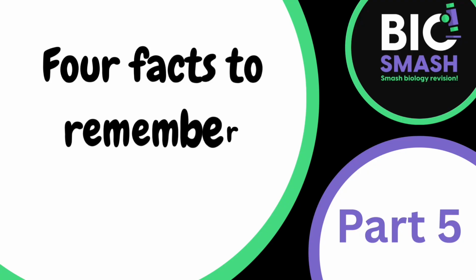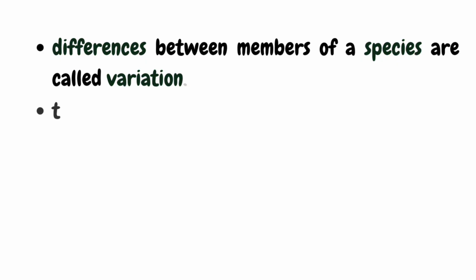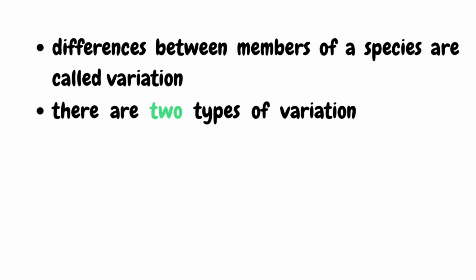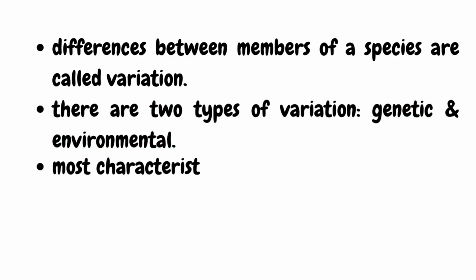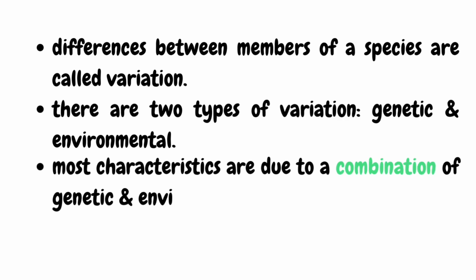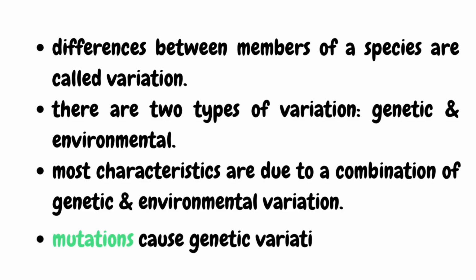Coming up next, 4 facts to remember if you want to do well at exams. Number 1, differences between members of the same species are called variation, such as fur colour, size, teeth condition. Number 2, there are 2 types of variation, genetic variation and environmental variation. Number 3, most characteristics are due to a combination of genetic and environmental variation, such as height depends on your genes and if you've got tall parents, but also on how well fed you are and if you have enough nutrients to grow. And number 4, mutations cause genetic variation because mutations create new versions of genes.